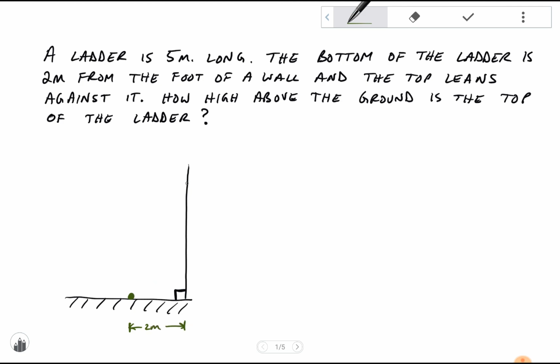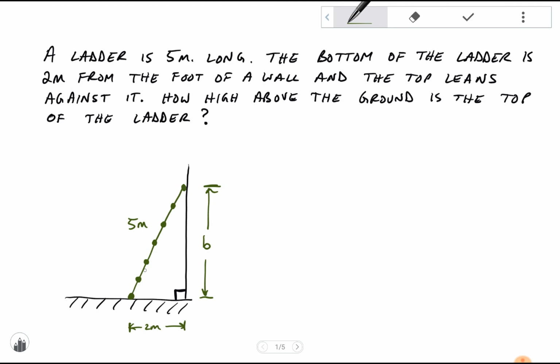And the ladder itself is 5 meters long, so we can sketch that in here. And maybe these circles will be the rungs of the ladder. Maybe someone's going to climb these to change a light bulb. So this length here is 5 meters. And we're looking for how high above the ground is the top of the ladder. So that means we want to know this value here, which we'll label B.